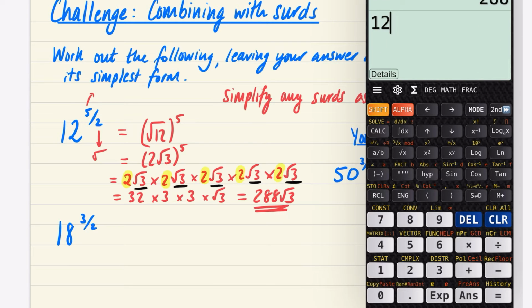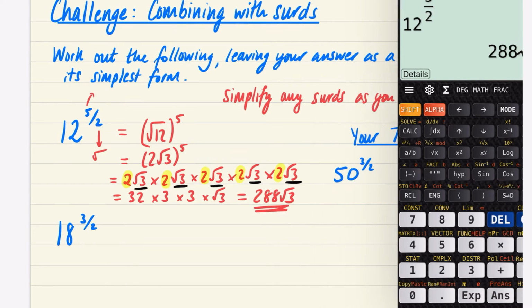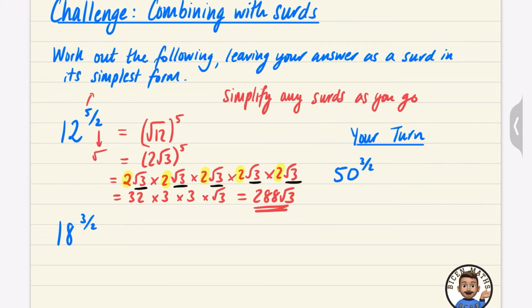Let's see if we get the same answer when we do it as 12 to the power of 5 over 2. We do get 288 root 3. Now the shortcut you could use is to say this is 2 to the power of 5 and then root 3 to the power of 5. For the root 3 to the power of 5, you've got to think that 2 root 3's create a 3, so you get 3 squared and then this extra root 3 at the end. There are other ways of doing this. This is just the way I like to think about it with writing it out, but you might spot some other shortcuts when you're practicing these questions.